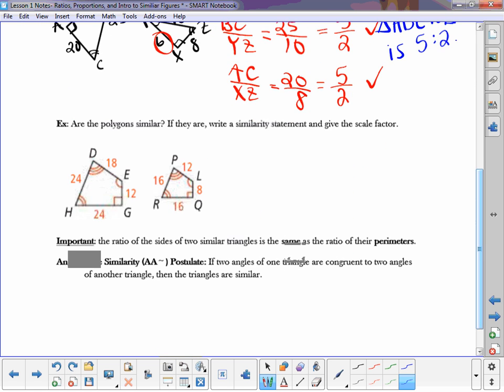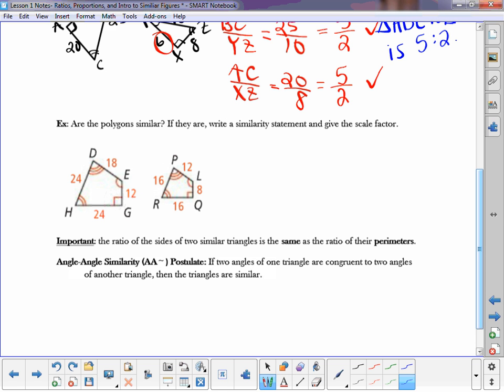Alright, so for this next example here, we are asked, are they similar? And we have to show this. So this is us proving that these are similar. Now we're dealing with a quadrilateral, so I should have 4 sets of angles, 4 sets of sides. It does require quite a bit of work, but we can do it. So are the polygons similar? If they are, write a similarity statement and give the scale factor.